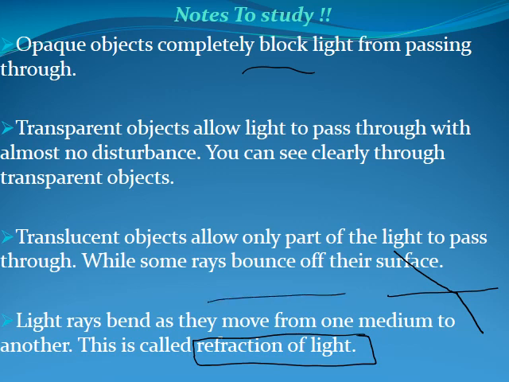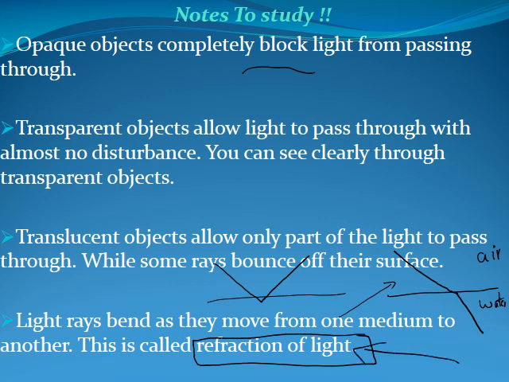Reflection is the bouncing of light off a surface. While refraction is the bending of light as it moves, for example, from one medium, which is air, to another medium, let's say water. So light bends when it moves from one medium to another. This is called refraction of light.